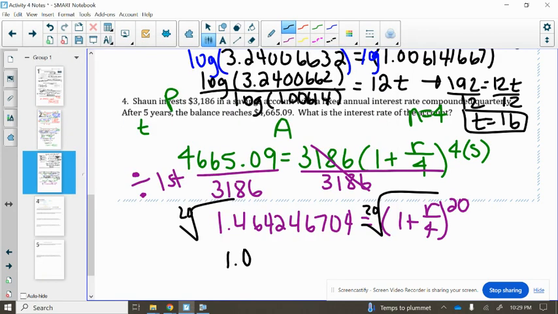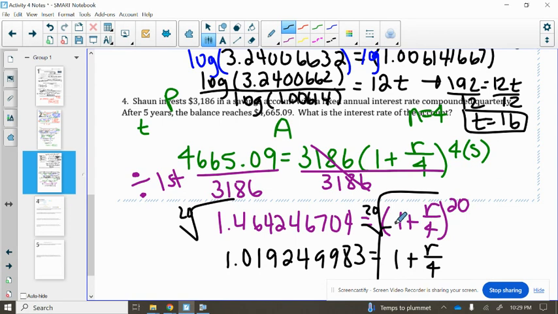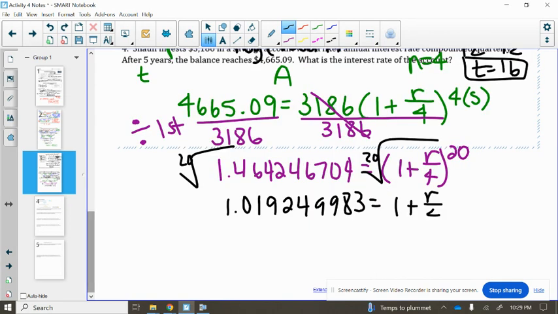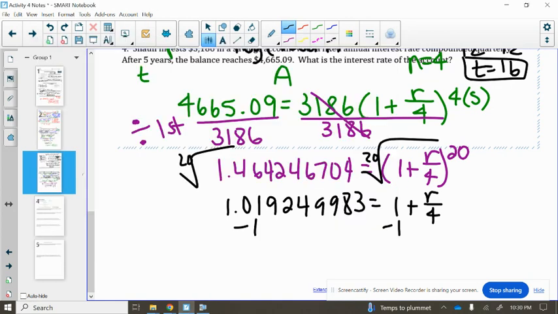I now have 1.019. And now this equals my piece in parentheses. So to finish solving, we're going to subtract the 1 over to get our r divided by 4 almost entirely alone. We have this 0.019 equals r divided by 4.